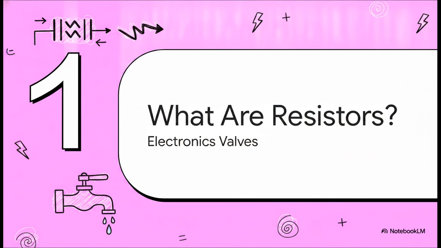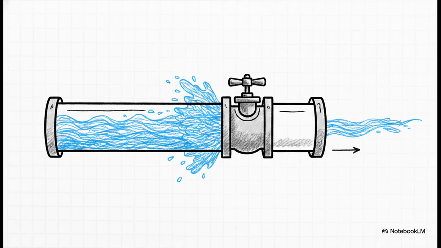Section 1. What are resistors, the valves of electronics? Okay, let's actually dive in. At its core, a resistor is what we call a passive component. But what does that actually mean for the electricity zipping through your circuit? Well, to really grasp this, I want you to picture a huge water pipe.